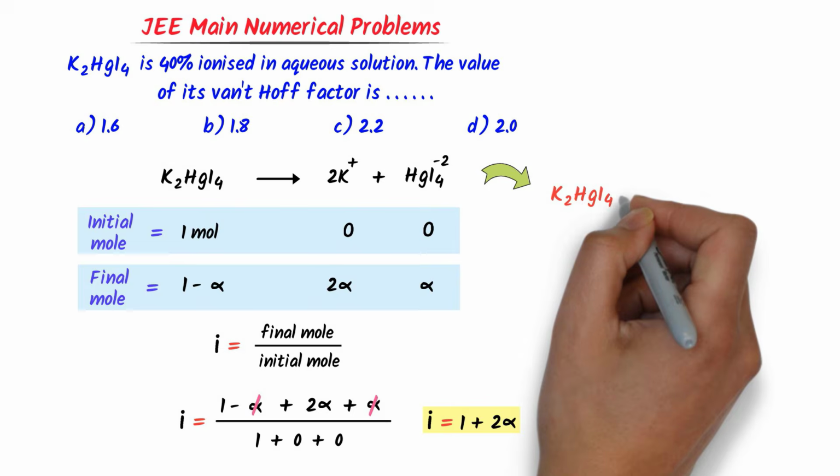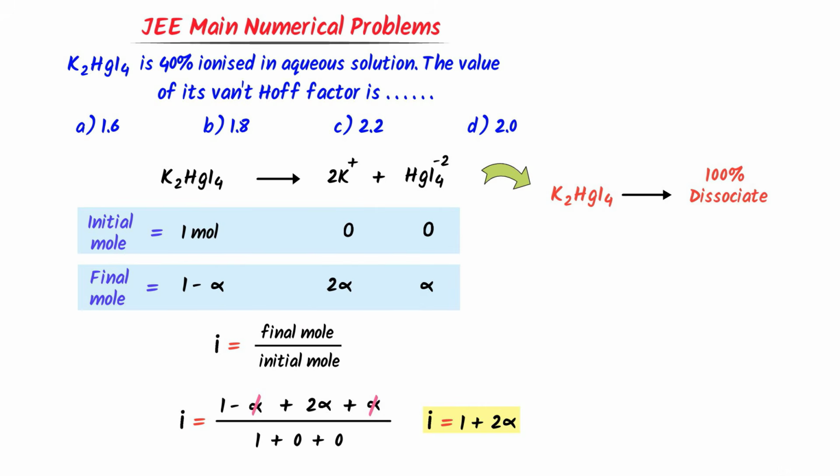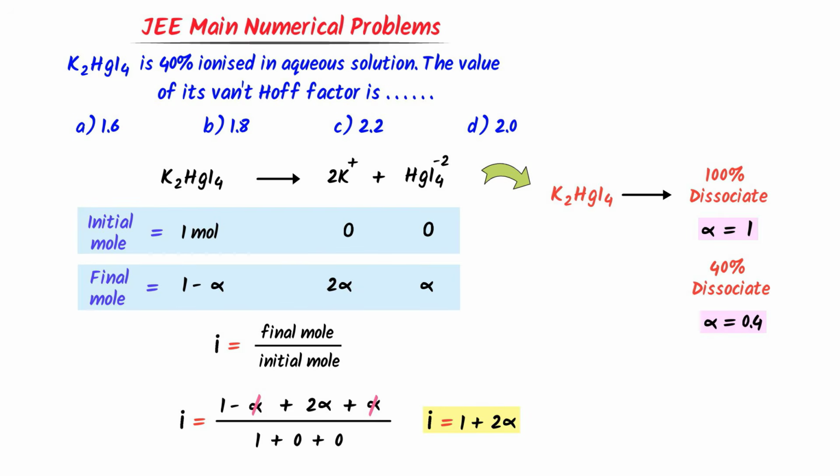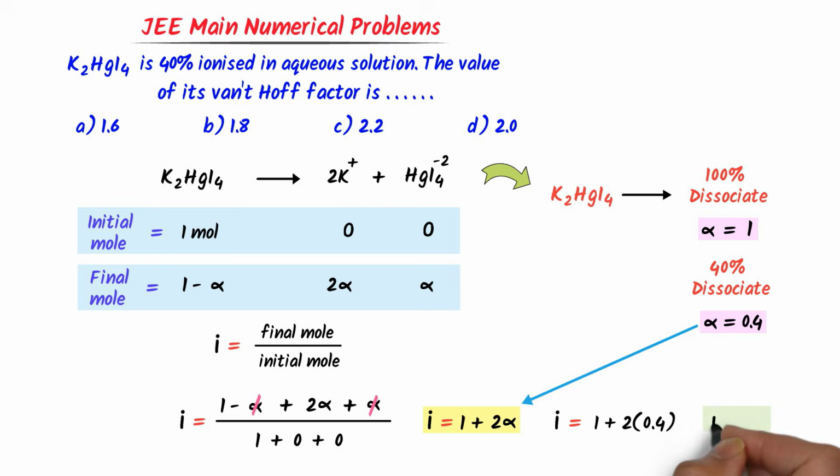We know that when a reaction 100% dissociates, alpha is equal to 1. Similarly, if a reaction 40% dissociates, then alpha is equal to 0.4. Now I will put the value of alpha in this equation. I write i is equal to 1 plus 2 into 0.4. After calculation, I get i is equal to 1.8. Thus the correct option is B. Hence using this simple method, we can crack these questions.